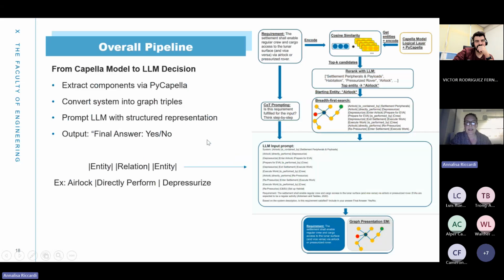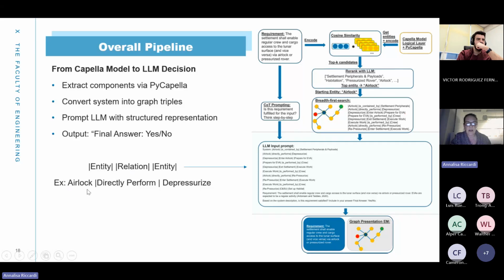pipeline that deals with the Capella model that represents your system, and the requirements. We kind of zoom in on the Capella model to extract only the parts of the model that are relevant for the requirements. We do that with cosine similarity, if you know what it is. We imagine it like we zoom in on this big graph that represents the system to isolate only the part of the graph that is relevant for the requirements. And since we want to feed this in the prompt of the LLM, we need to verbalize it, and we just verbalize it as triples of entity, relation, and entity.